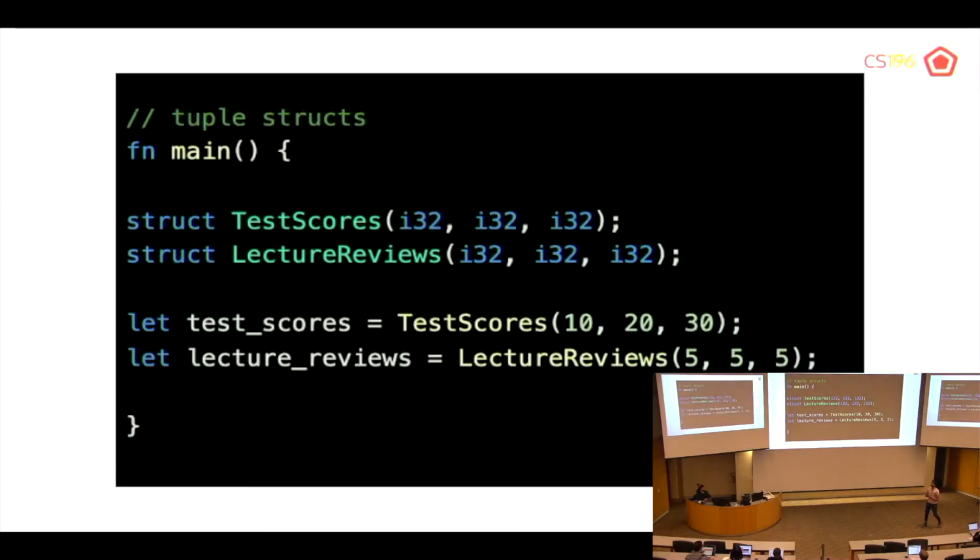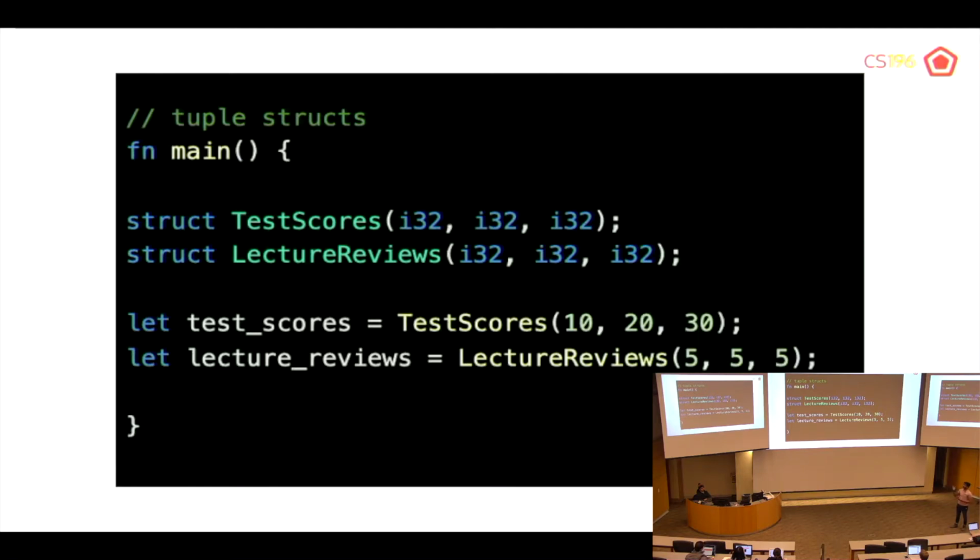So for instance here, let's say we want to repeatedly use test scores or lecture reviews, like so. If we have the test scores as a regular tuple, we don't know what it is when we're going to recycle it again and again. We don't know its data type. It's just another tuple, similar with lecture reviews.